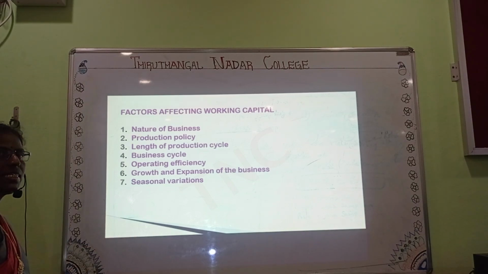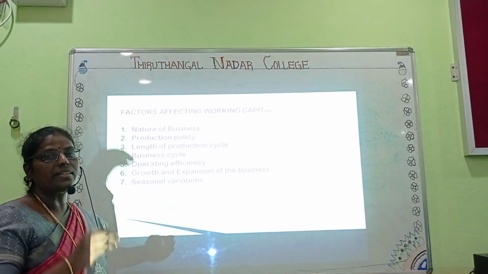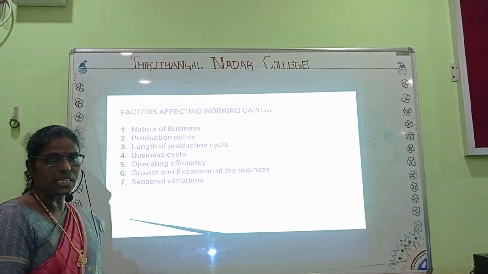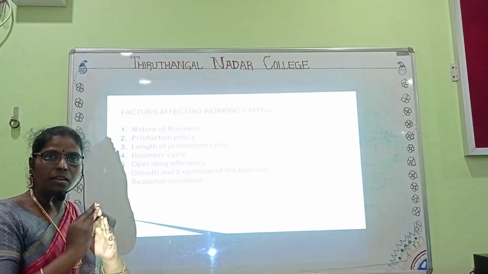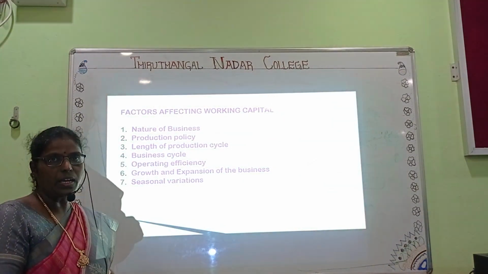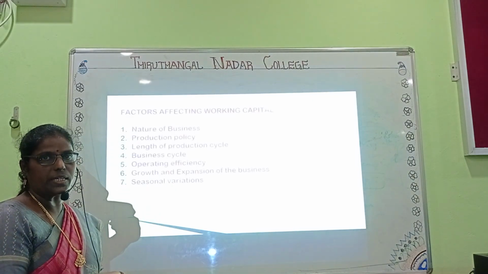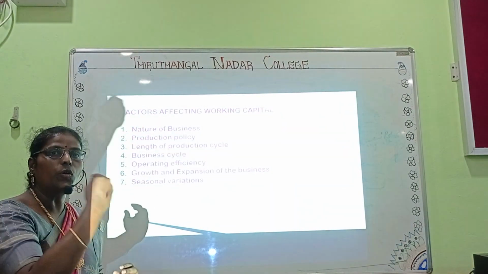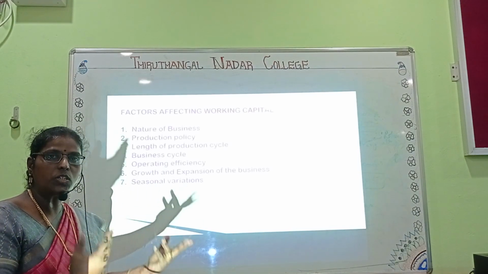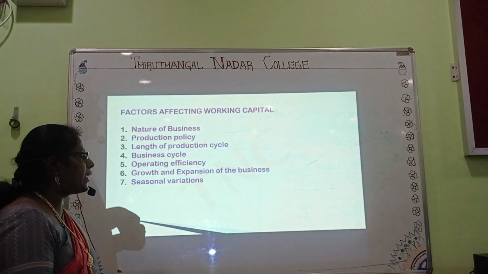Next, we are going to discuss the factors affecting working capital. What are the factors determining the working capital? The first point is the nature of the business, what type of business they are doing. That indicates the working capital requirement of the company. For example, if the company is involved in manufacturing products, they require more capital. To manufacture the product, they require raw material and labor. For that, they have to spend regular day-to-day expenses. So they need so much working capital.